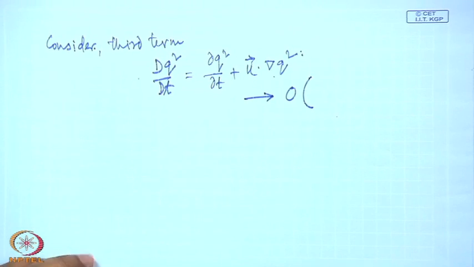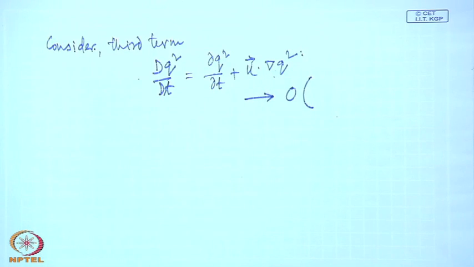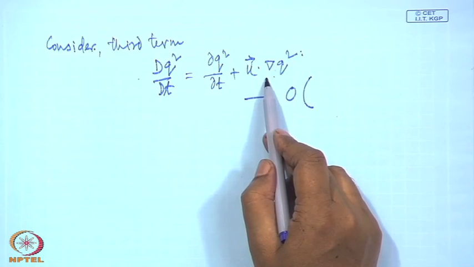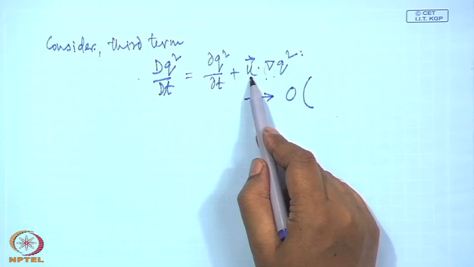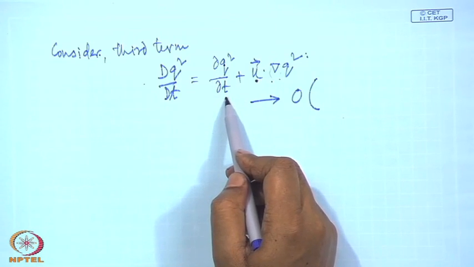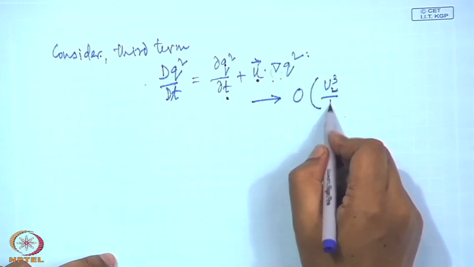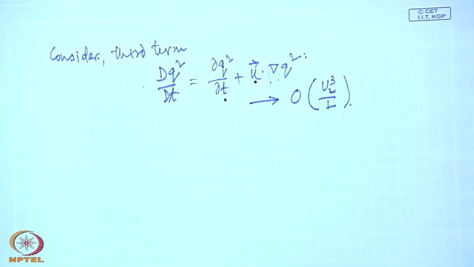Let us say this divergence is some gradient operator of q square. So, that is u infinity square by L, and this other factor is u infinity, so it is u infinity cube by L. If you look here, it is again u infinity square by L by u infinity, again u infinity cube by L. So, this term's order is u infinity cube by L. Of course, this term has a multiplying factor 1 by 2 c square, and the 2 has no significance.